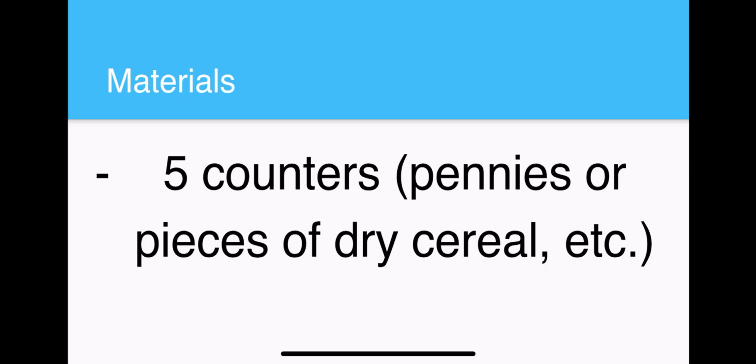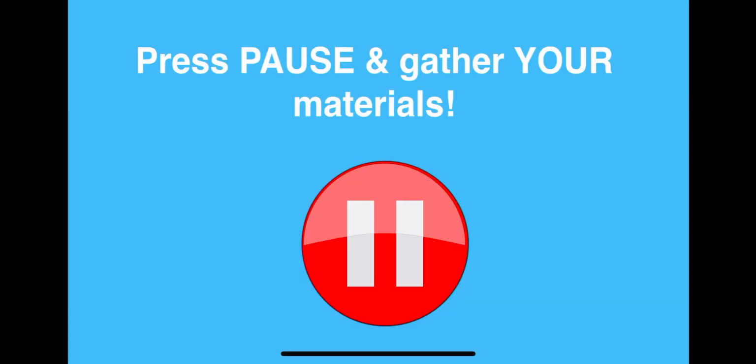For today's lesson, friends, all you will need is 5 counters. It could be anything that you have around your house. Pennies, pieces of dry cereal like Cheerios, jelly beans, buttons, whatever you would like to use for today to help you create those subtraction stories. Now, before we get started, friends, please press pause right here so you have a chance to gather your materials. And then when you're ready, please unpause and let's begin.